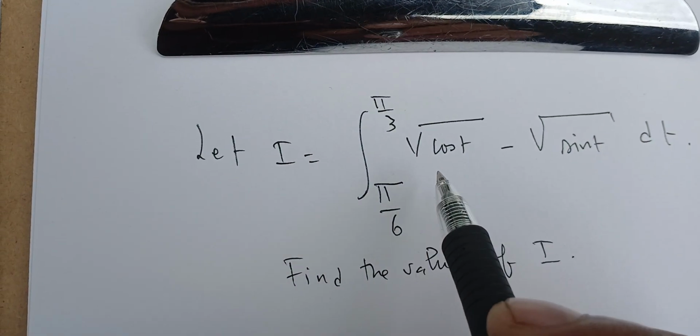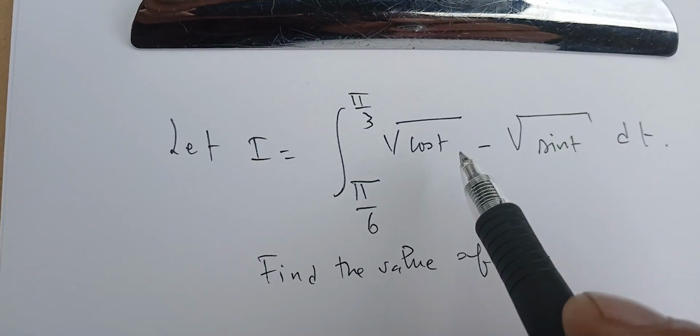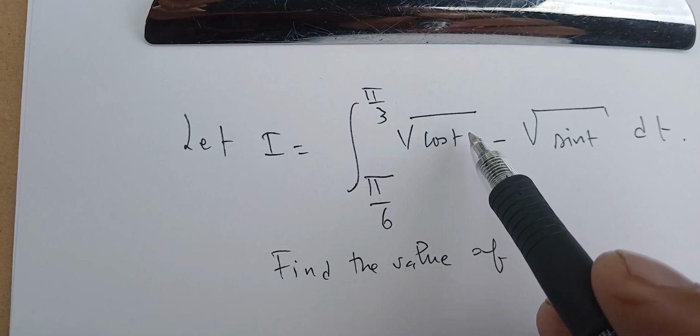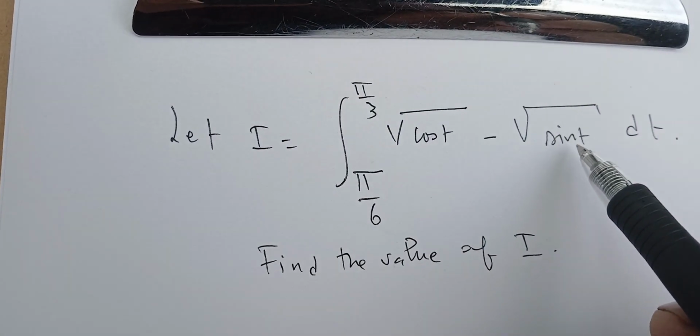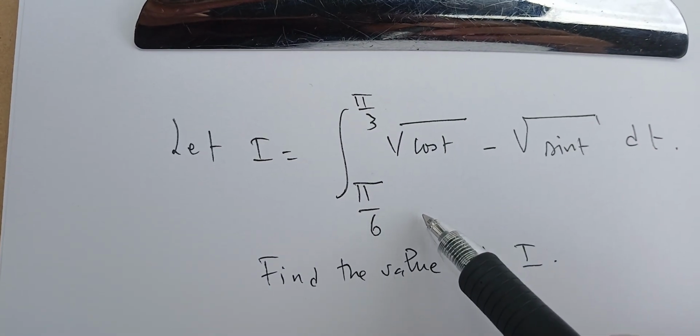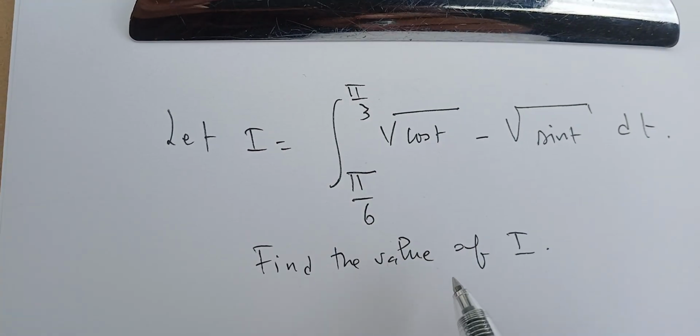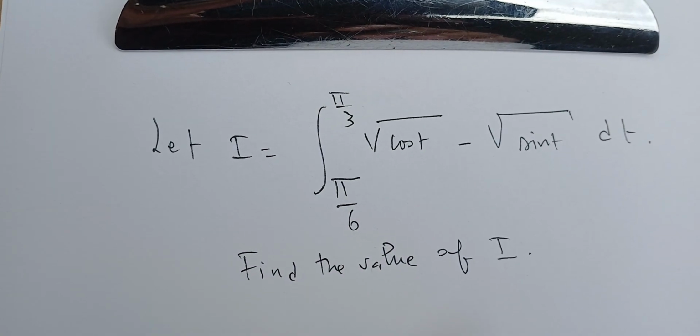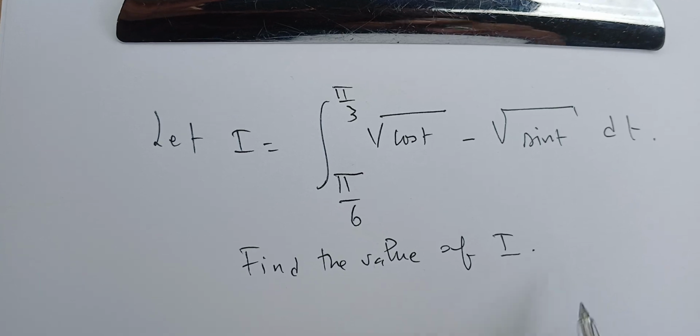Let I be the integral of the square root of cosine t minus the square root of sine of t between pi over 6 and pi over 3. We want to compute this value that we called I.